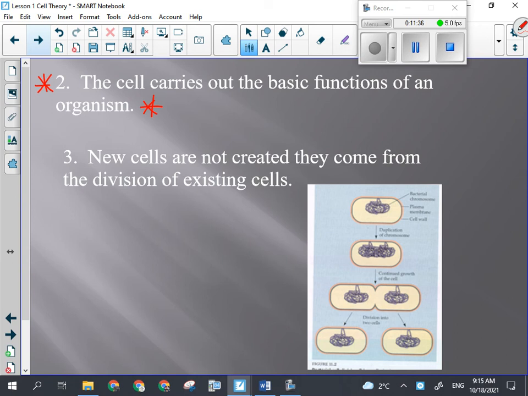So basic functions would include cellular respiration, that's how your cells break down sugar and release the energy. Photosynthesis, if it's a plant or a photosynthetic organism, that's how they make sugar from sunlight, carbon dioxide, and water. Making proteins, getting rid of waste products, stuff like that. Those are all basic functions of the cell. Every cell has to be able to carry out those functions. Everybody with me there?